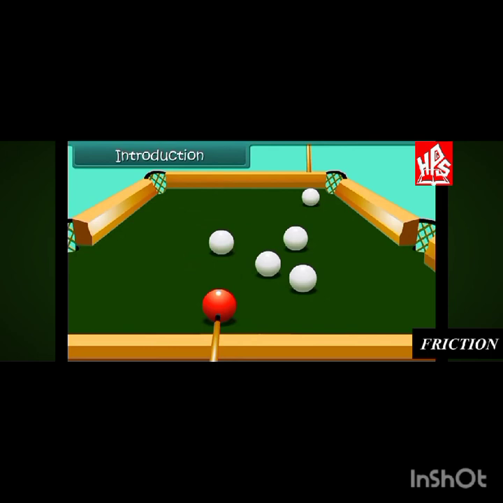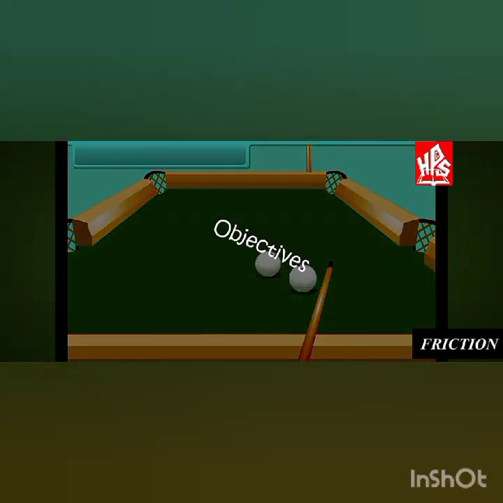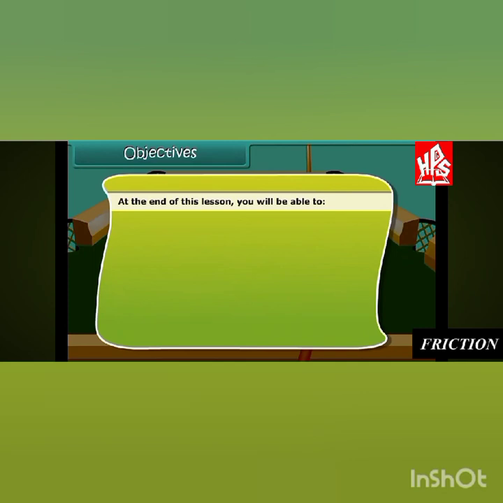The pool table. When the ball is hit, it moves to a certain distance and slowly comes to halt. How and why does this happen? Let's start the lesson and find answers to such questions.